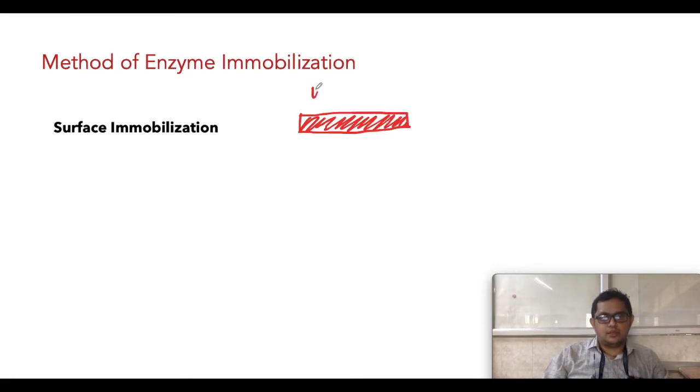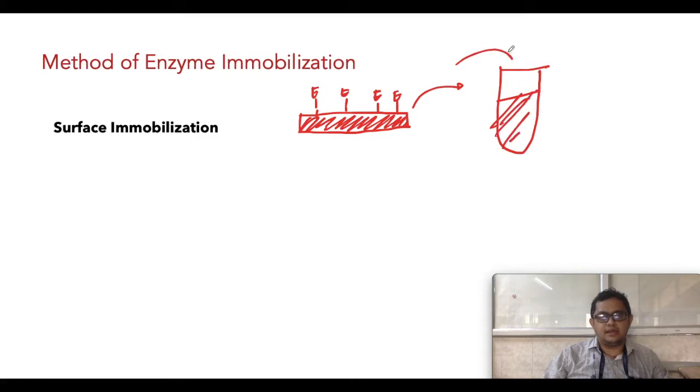So whereas your enzyme is attached to the surface of your support material, it is added directly into the test container like this. So what are the methods that are available in surface immobilization?